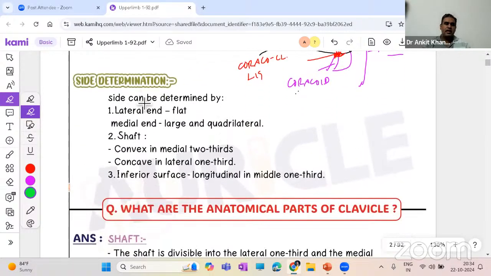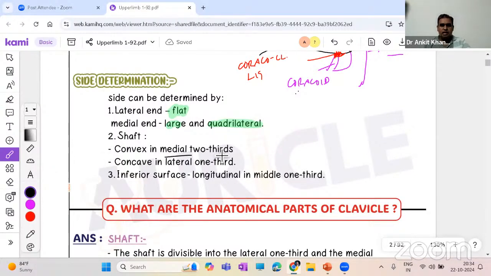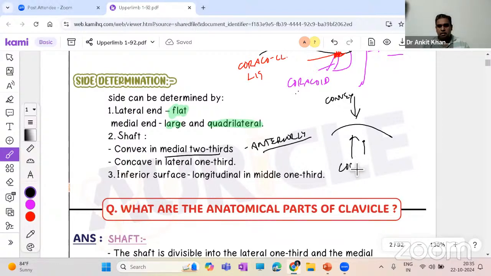Side determination. The lateral end is flat, the acromial end, and the medial end is large and quadrilateral, as I have already repeated multiple times. Shaft. Try to understand. The shaft is convex in the medial two-thirds anteriorly. This will be a complete statement, because if we only say it is convex in the medial two-third, the question is: convex from the front or from the back? It is convex from the front. But if you look at the medial two-third from the posterior aspect, it becomes concave. Simple. One way to see it: you're seeing a gap in the palm over here, but if you're seeing from the back side, there's a projection from here.